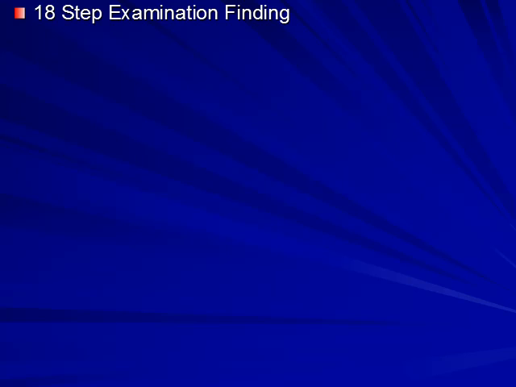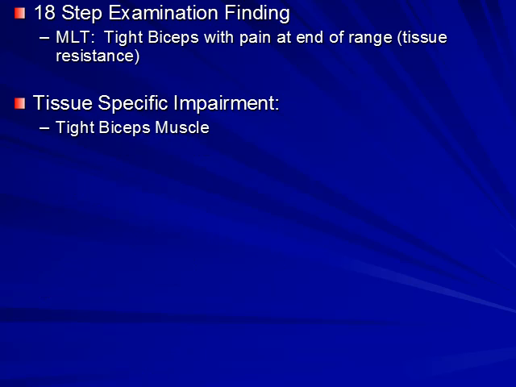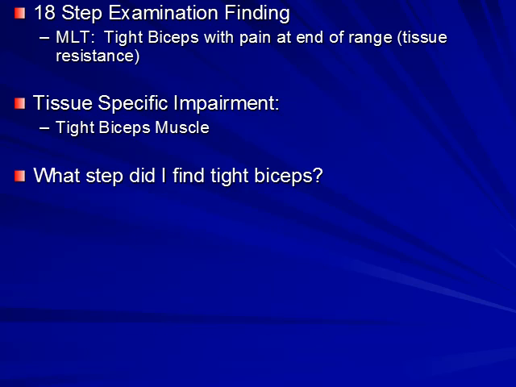So let's take a look at this. We're looking reflectively back at our examination findings, and we find that we have a tight biceps based on our MLT. So our tissue-specific impairment is a tight biceps muscle. What step did I find it? Well, of course, the best step for finding the tightness of muscles, for assessing the length of muscles, is your muscle length test, or your MLT.